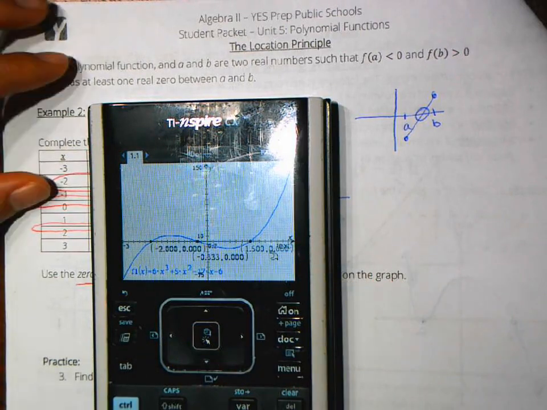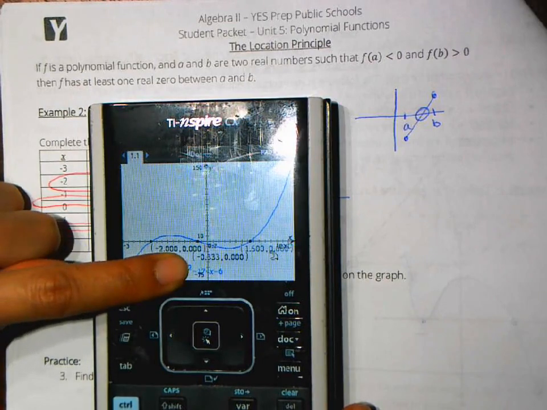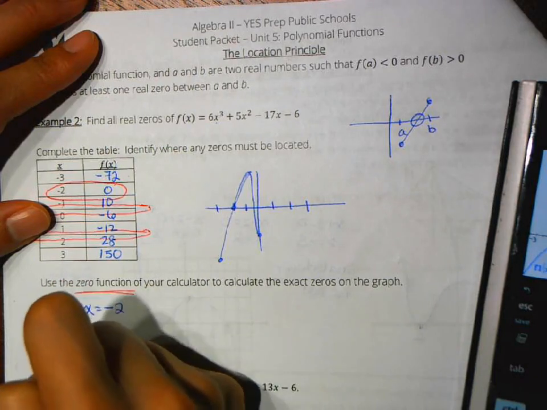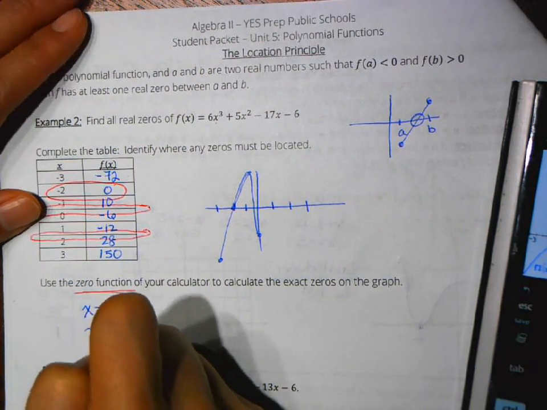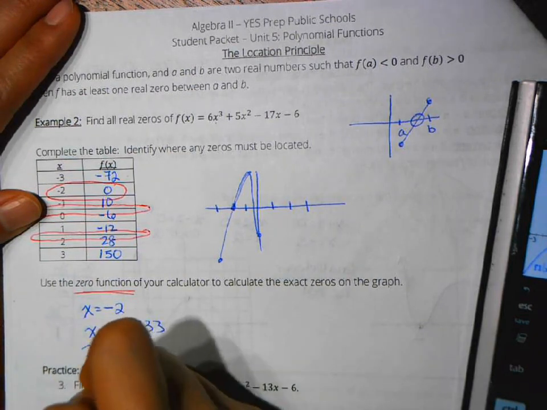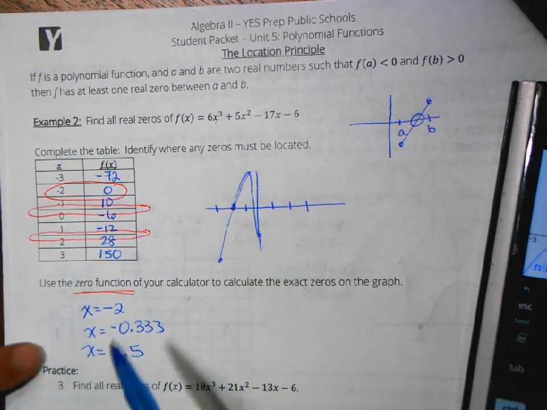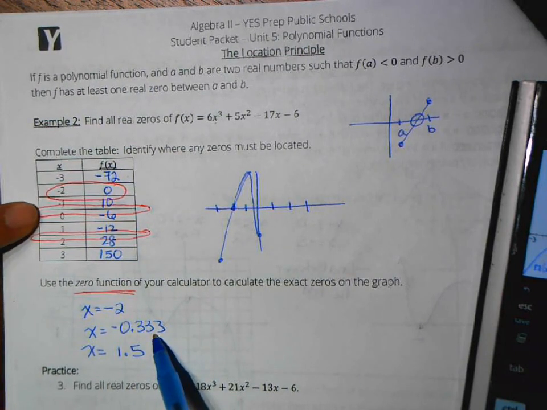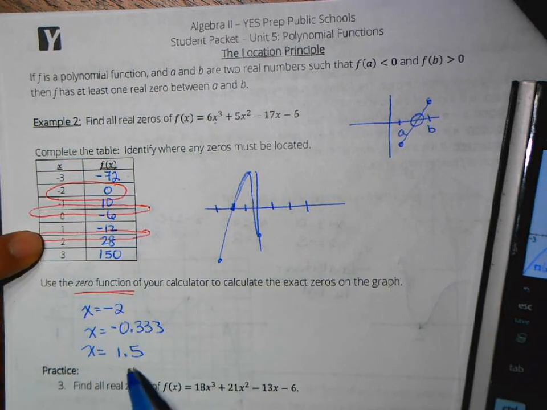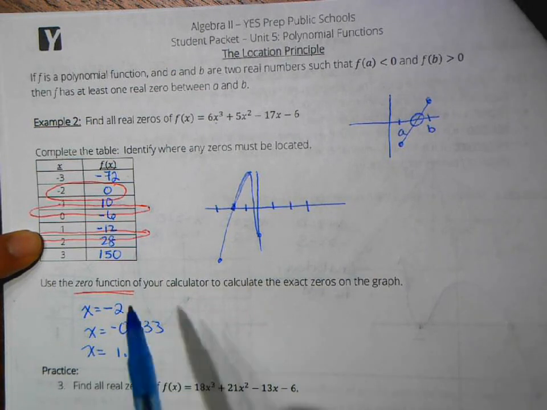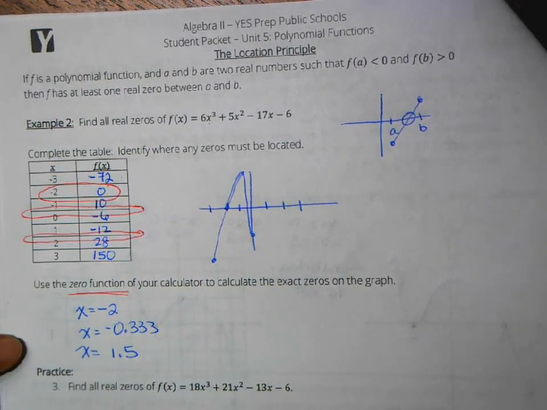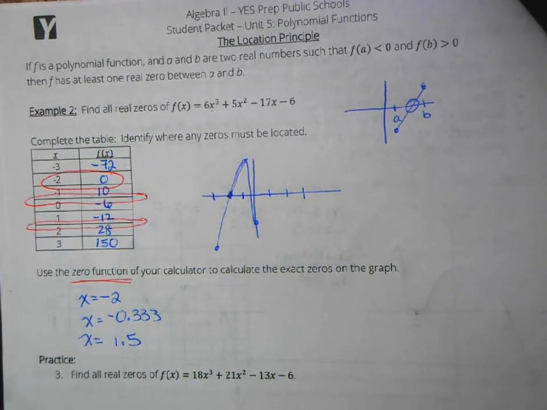So let's write those zeros down: at -2, -0.333, and 1.5. x equals -2, x equals -0.333, x equals 1.5. And if we compare, -2, absolutely. x equals -0.333, that is definitely between 0 and -1. And x equals 1.5, that is definitely between 1 and 2. That's how I can estimate using the location principle where the zeros are, and then use the graph to find the exact zeros.